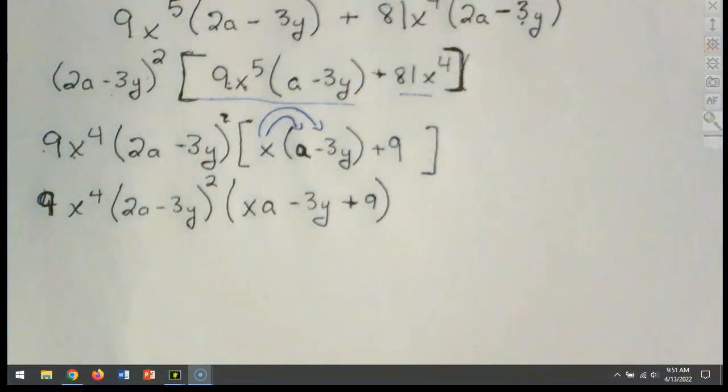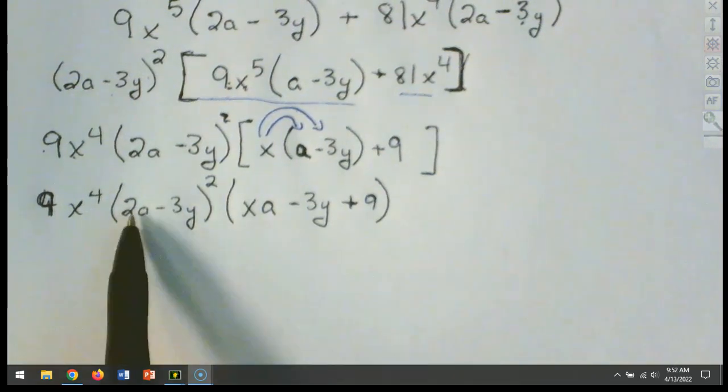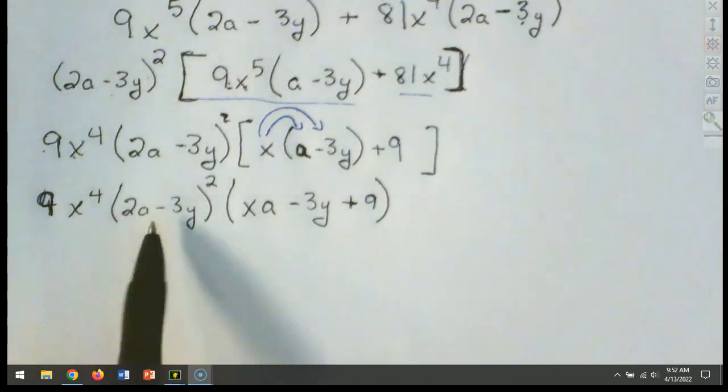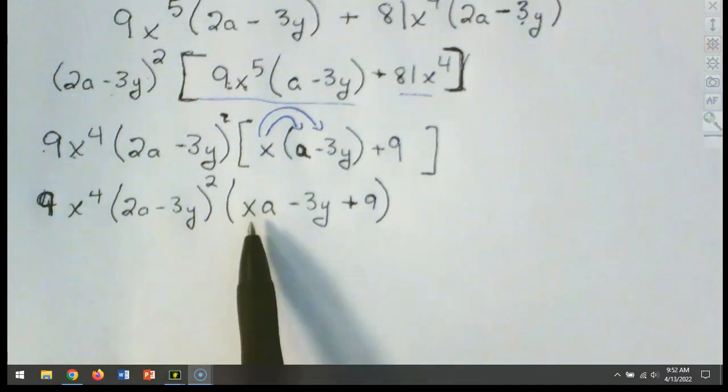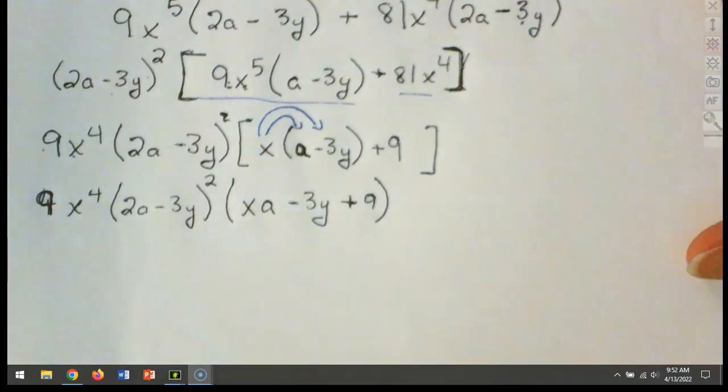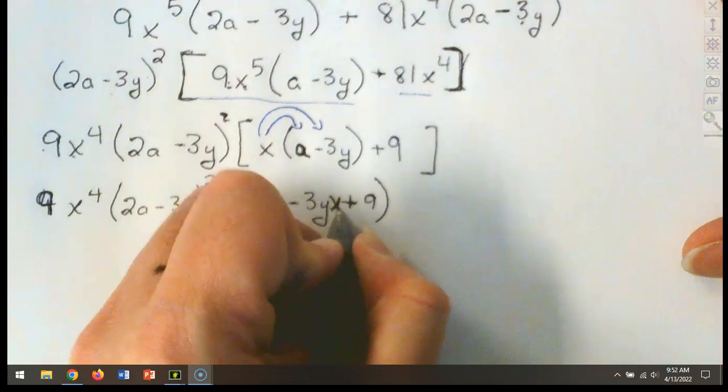Now, how do I know that I am completely done? Here's how I know I am completely done. I look at each set of parentheses by itself, and I make sure that nothing else can come out. So a 2 and a 3, nothing in common. A and a y are not in common. First set is done. Now, look at the second set. Do we have an x in common with all of them? No. And that should be an xy there. My mistake. Sorry about that. Don't forget your xy there.